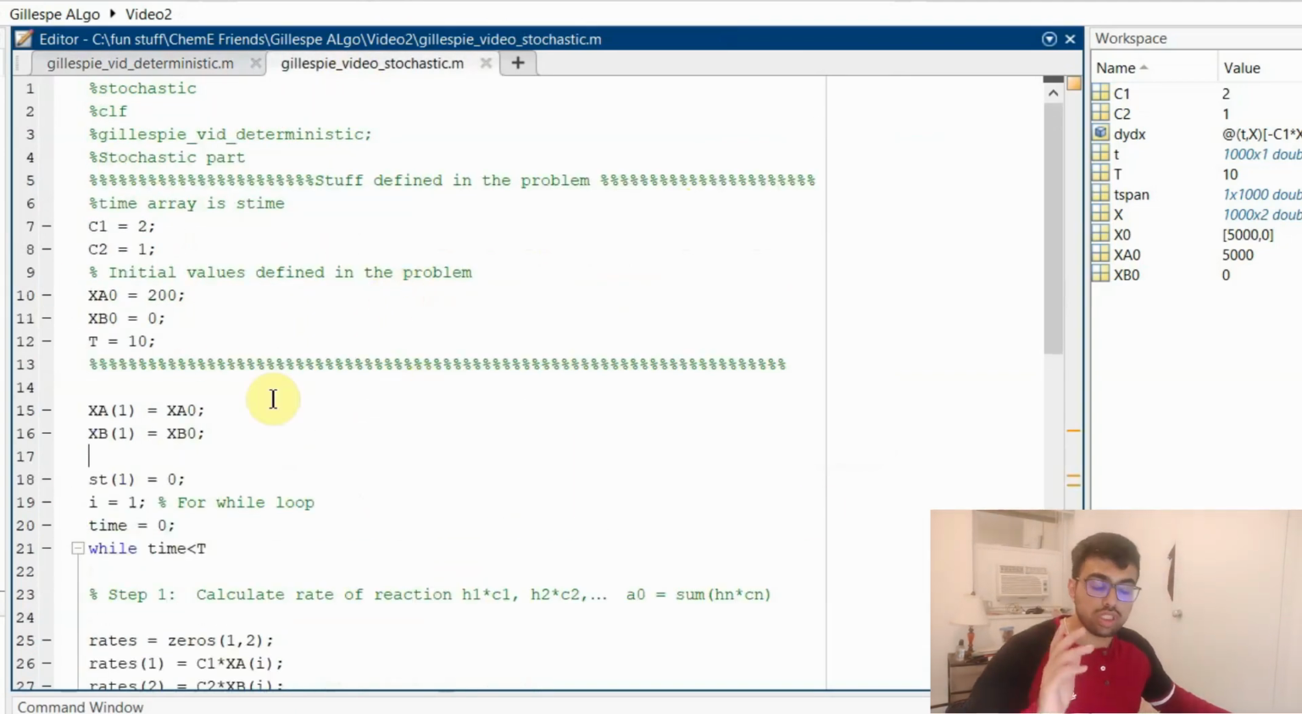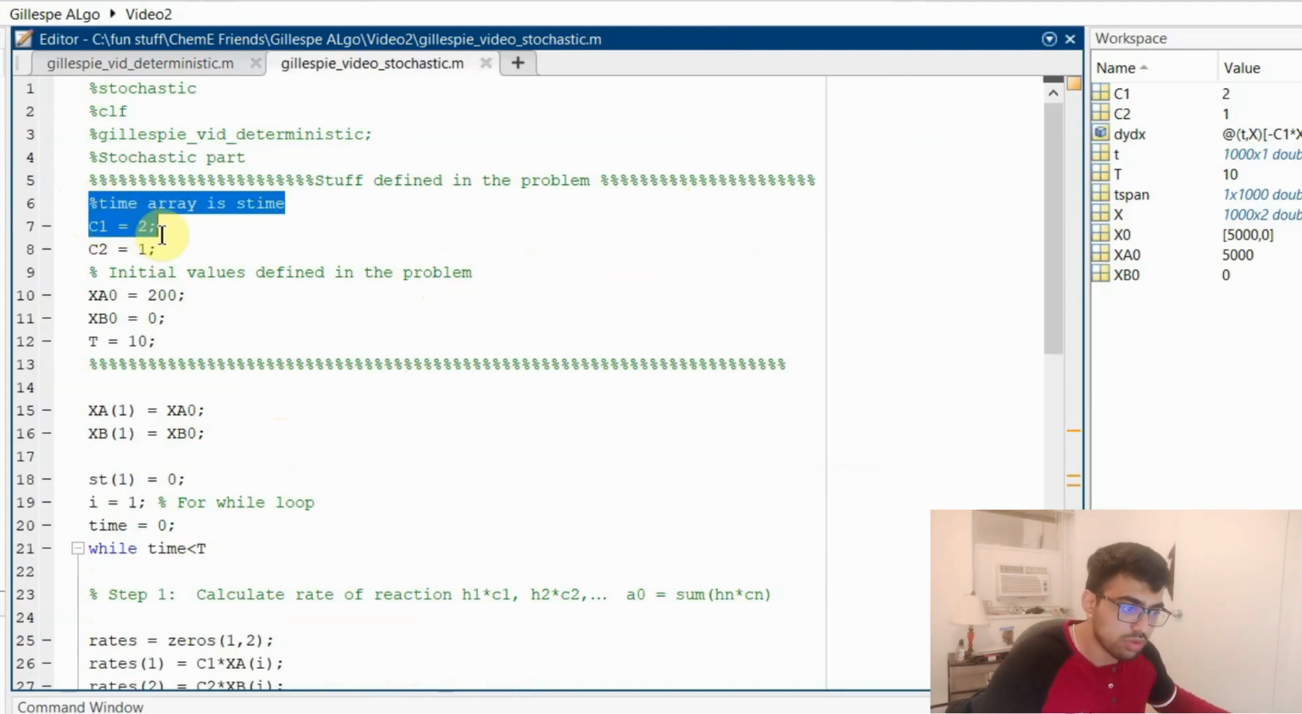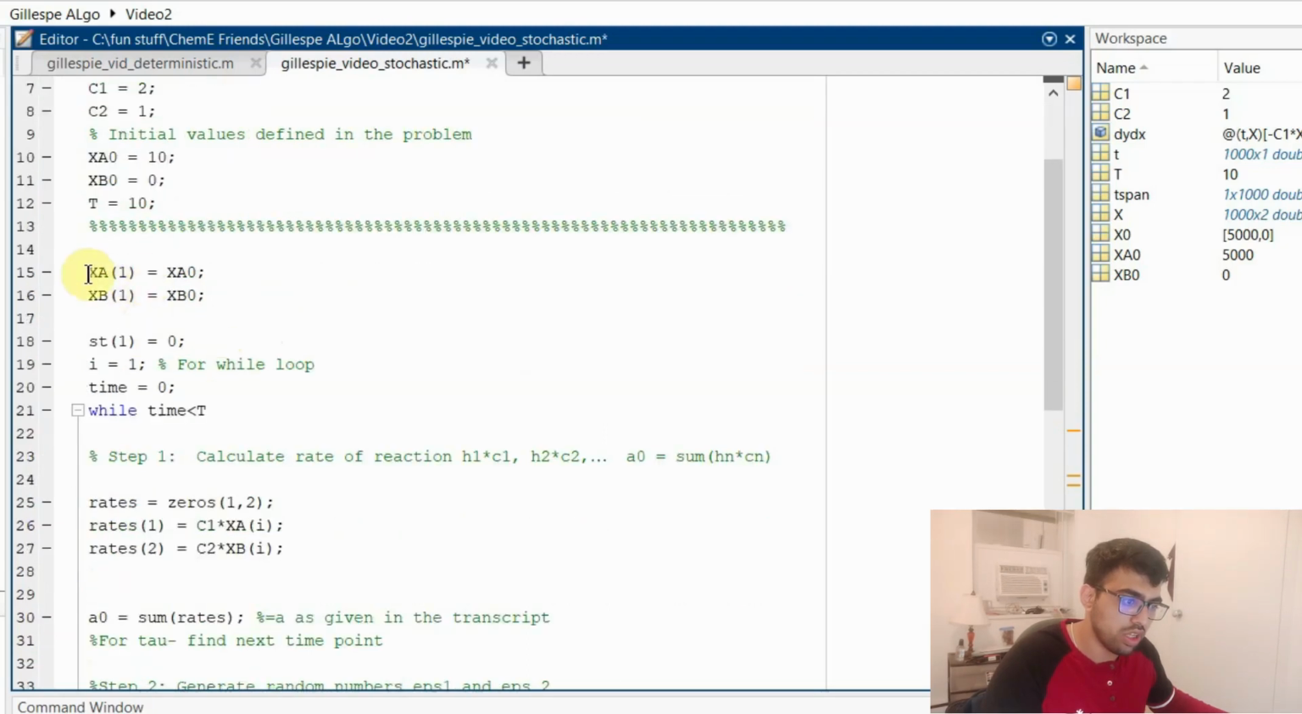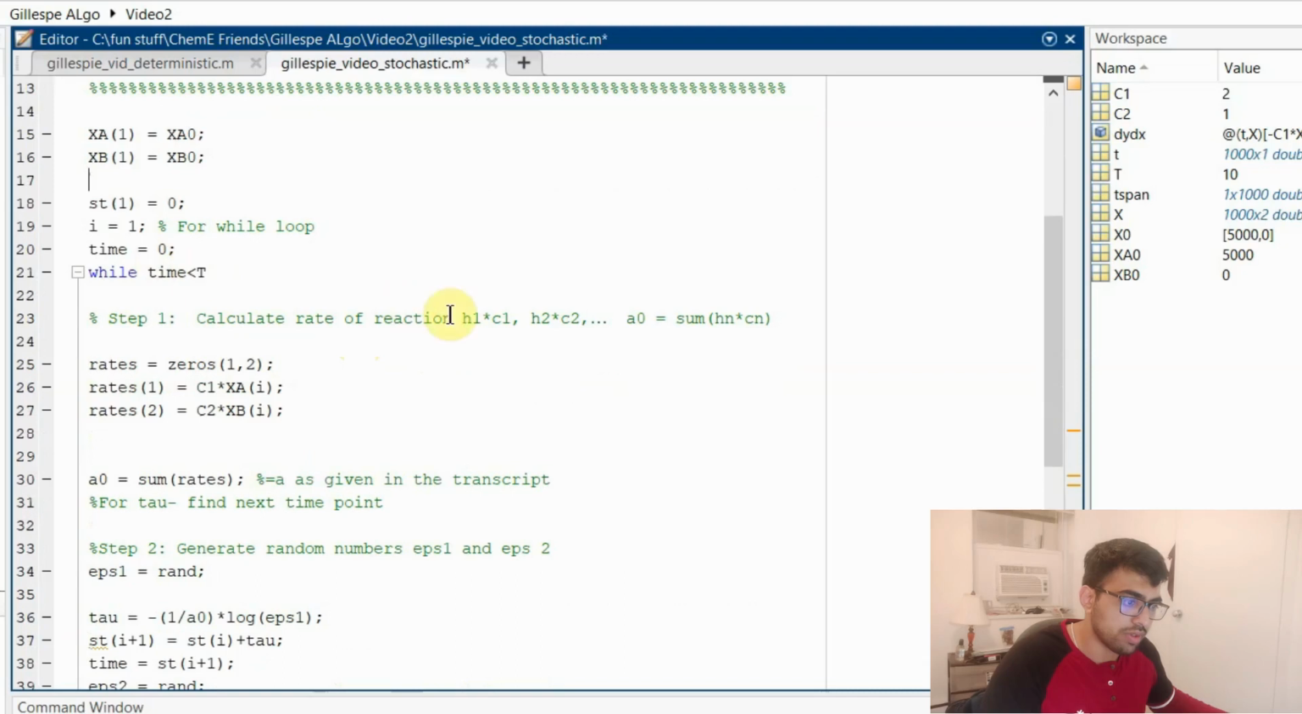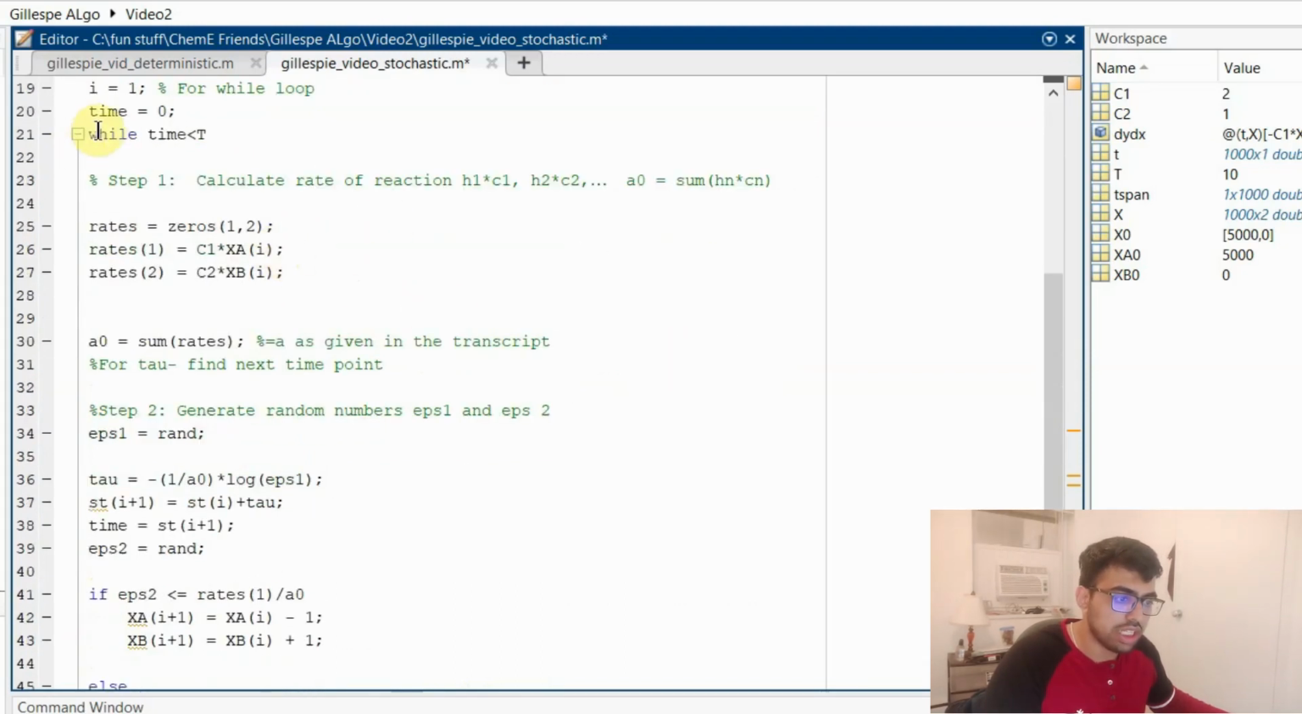So this is step 0. We are defining c1, c2 and all the initial values. For the first one, I think xa naught was 10 and xb naught was 0. So we have defined all the initial conditions, and we are done with step 0. Next we initialize a loop, and we say that while time is less than t, where time is used to keep track of which time step we are looking at within the loop, and t is the total time up to which we want to observe. So we keep that stopping criterion.